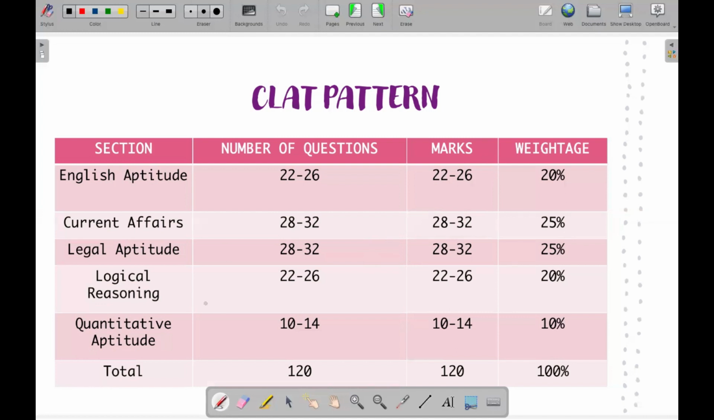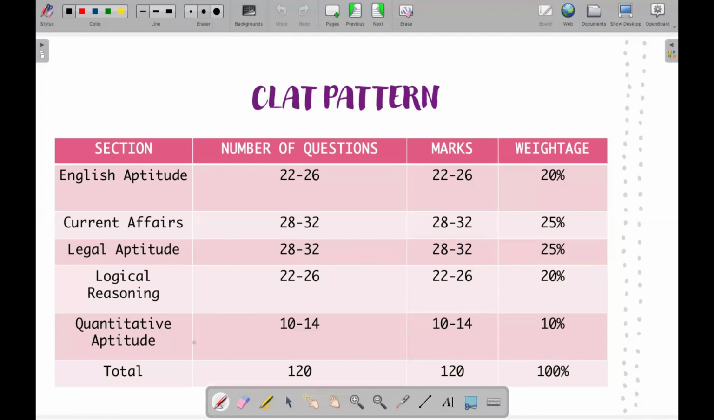The fourth one is logical reasoning, which is more about critical thinking. Basically, it's again very close to your reading comprehension in English, where you have to read a passage, make certain deductions and answer the questions accordingly. This again has 22 to 26 questions and the weightage is 20%.